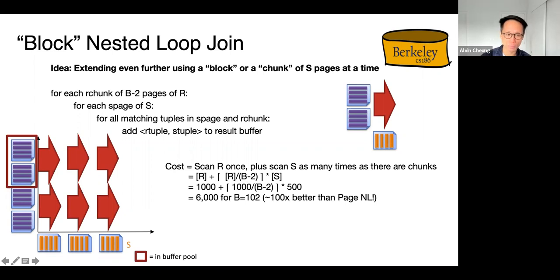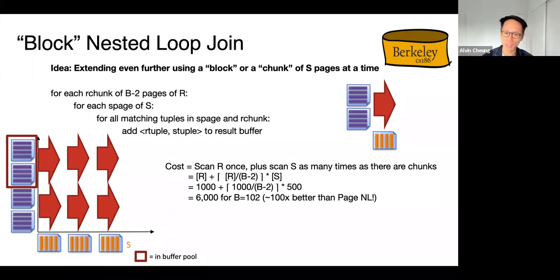For every one of those blocks, we're going to scan the number of pages that we have for S, so that gets multiplied by square bracket of S. If we plug in the numbers here, we finally get around 6,000, assuming a buffer pool size of 102, which is way, way better than our previous version of the page nested loop algorithm.